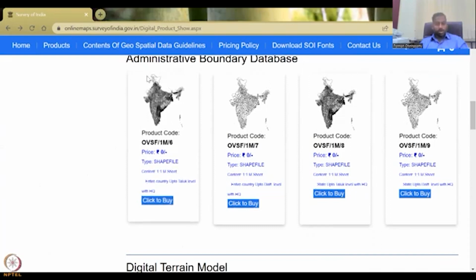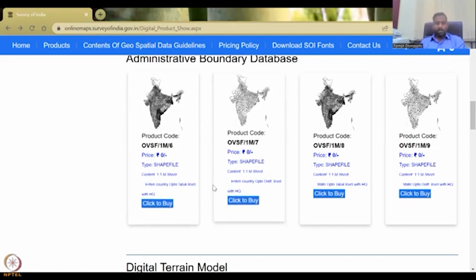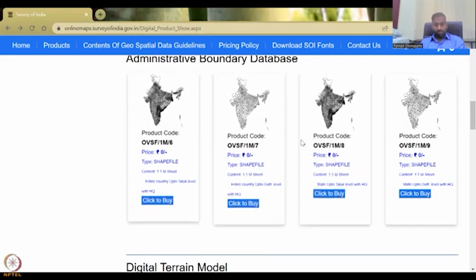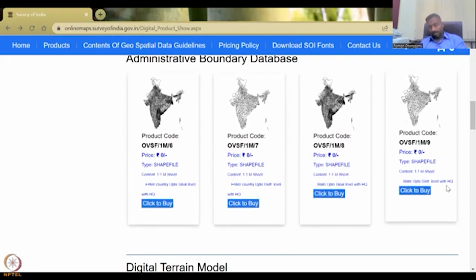You cannot use different boundaries that other foreign nationals, foreign agencies are showing. It has to be accurate. By law, it has to be accurate. So please use this map for any Government of India reports and stuff. And then you have the entire country district level, entire country up to taluk level with headquarters. Some differences there between these two maps. And then the district level map with headquarters.